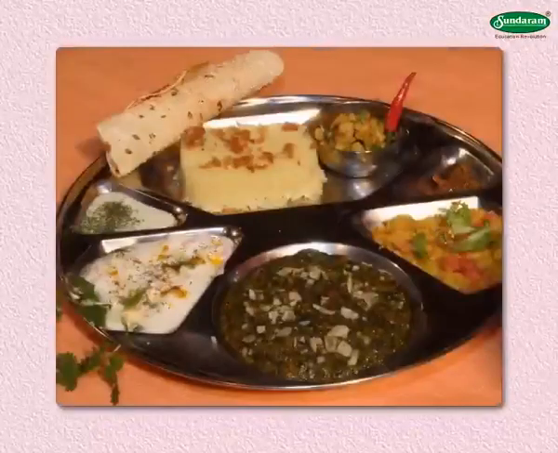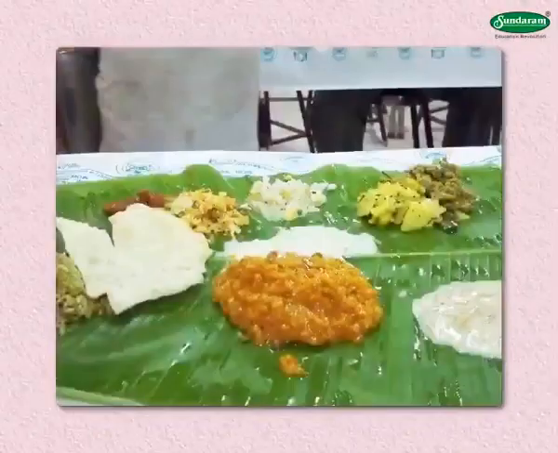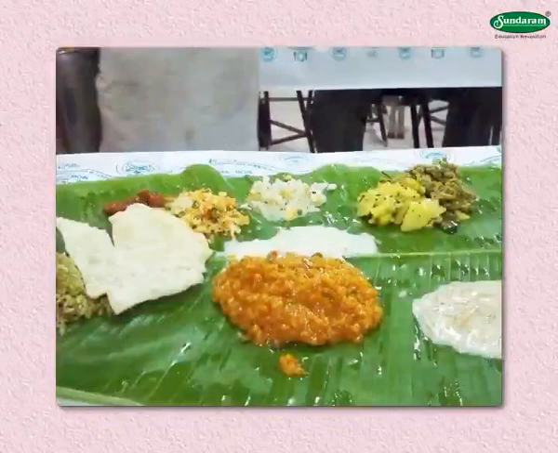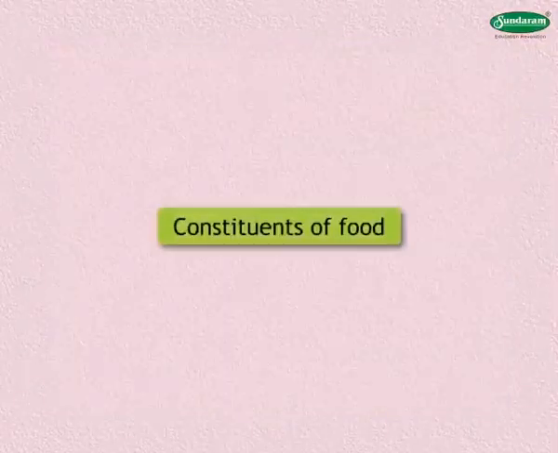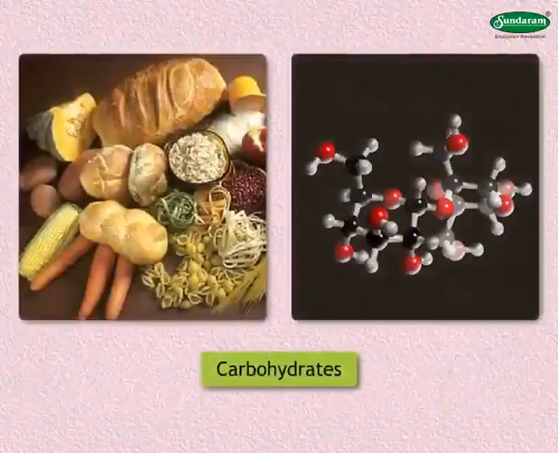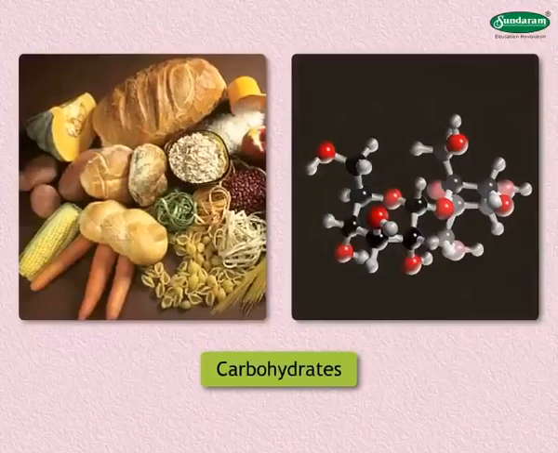You have learnt both about the need for food and types of food. Let us learn something more about food. Let us learn about constituents of food. Carbohydrates. Carbohydrates include starch, sugars, and fibrous substances.